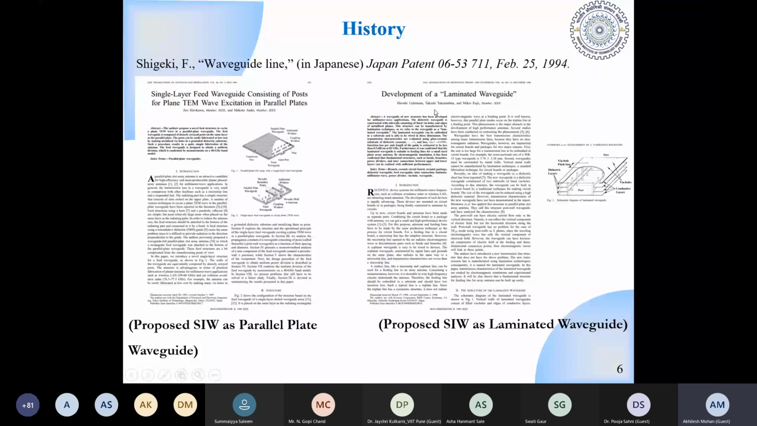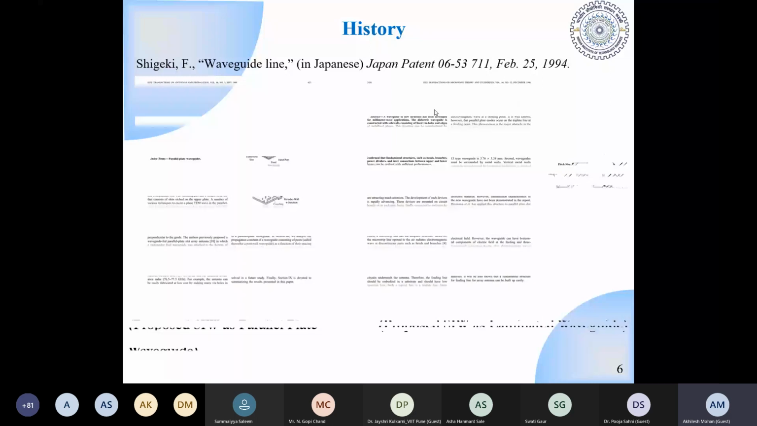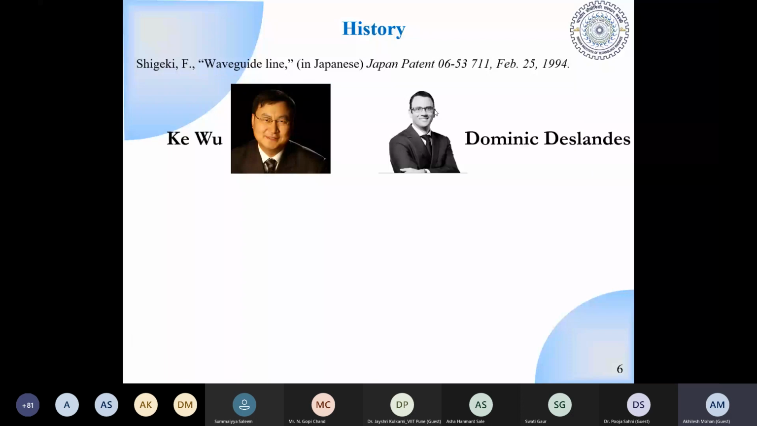So in 2002, nearly 2002, the group at Royal Military College, that is Ke Wu and Deslandes, started working on designing components. Till then, nobody was designing components. Only the Japanese group was working on that, just to have the analysis of the waveguide. Now they started designing the components: filters, antennas, amplifiers and oscillators.